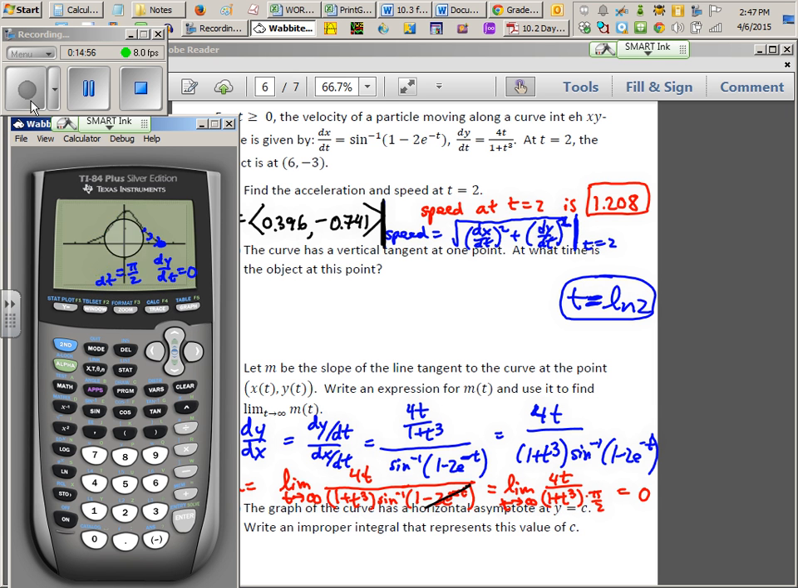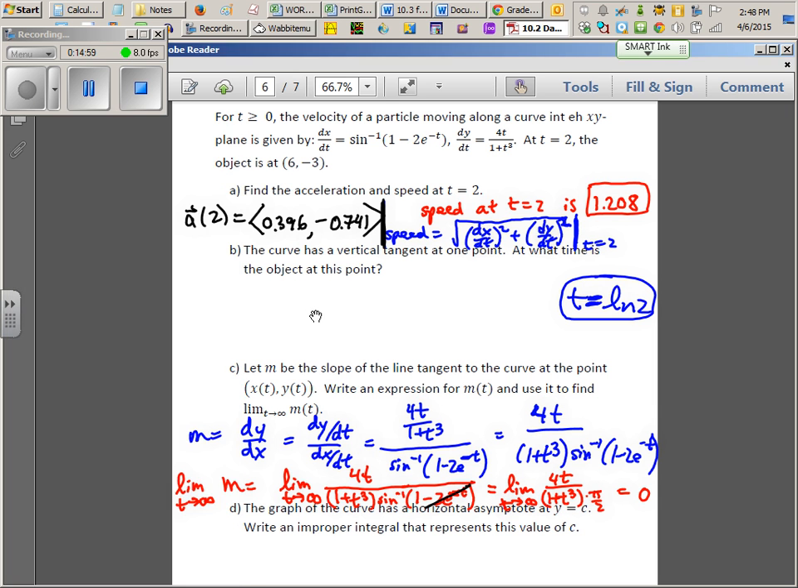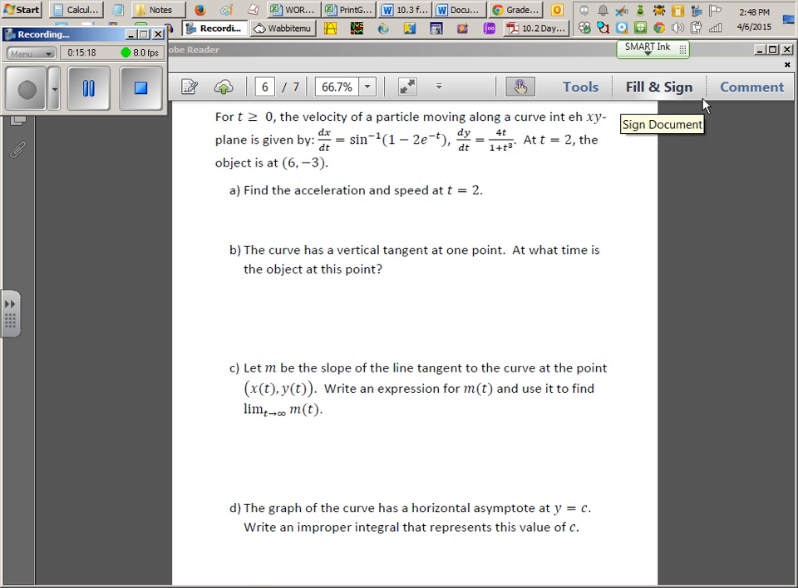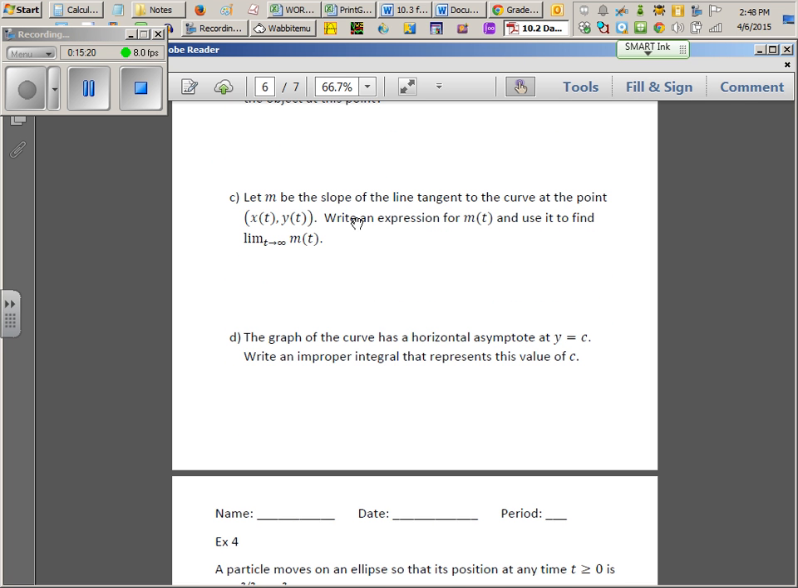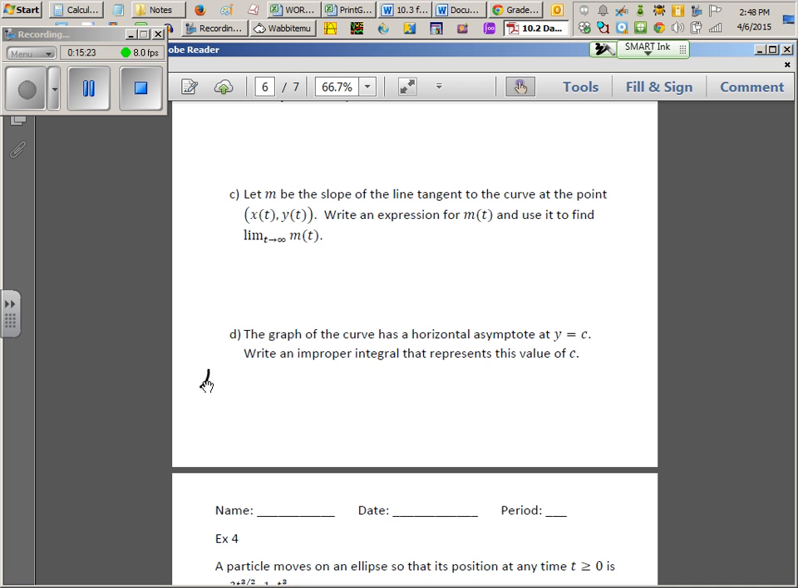Okay, let's go on to answer the next question. The graph of the curve has a horizontal asymptote at y equals c. Write an improper integral that represents this value of c. Okay, so it's important you understand that this question is asking us to basically set the limit as x goes to infinity of y of x equal to c.